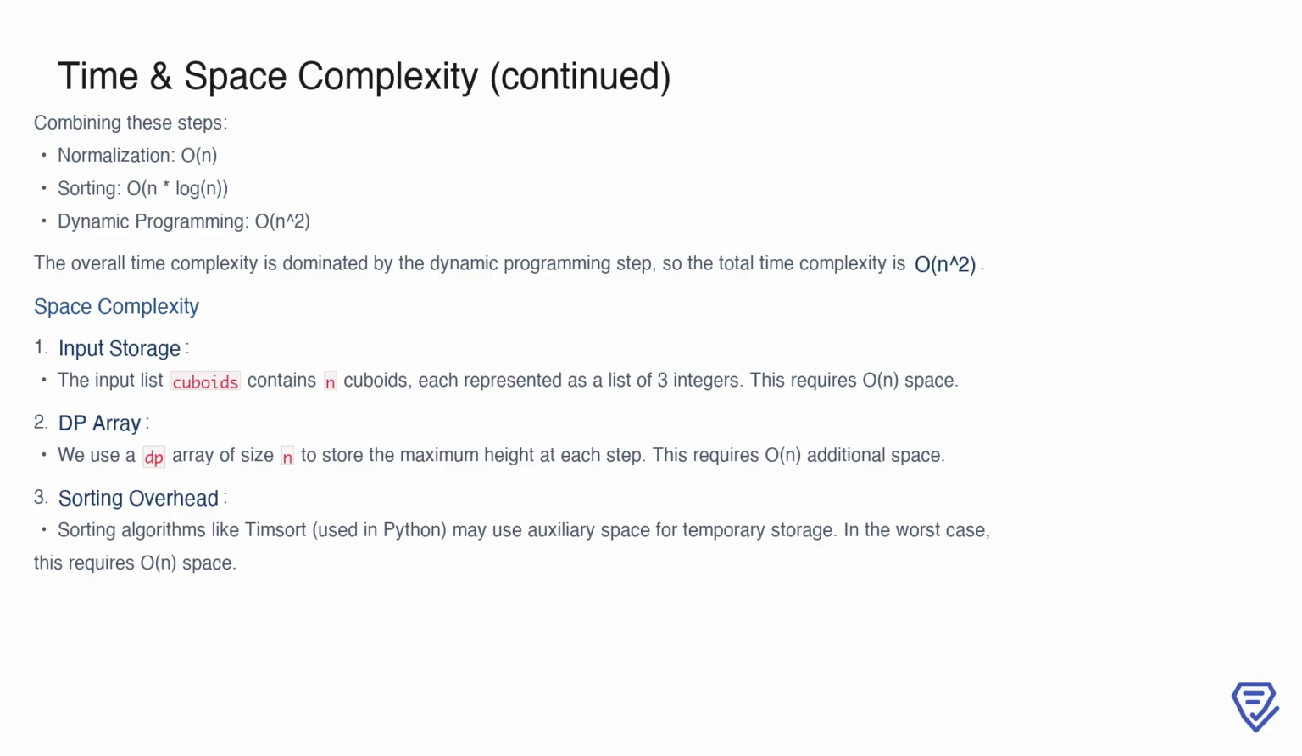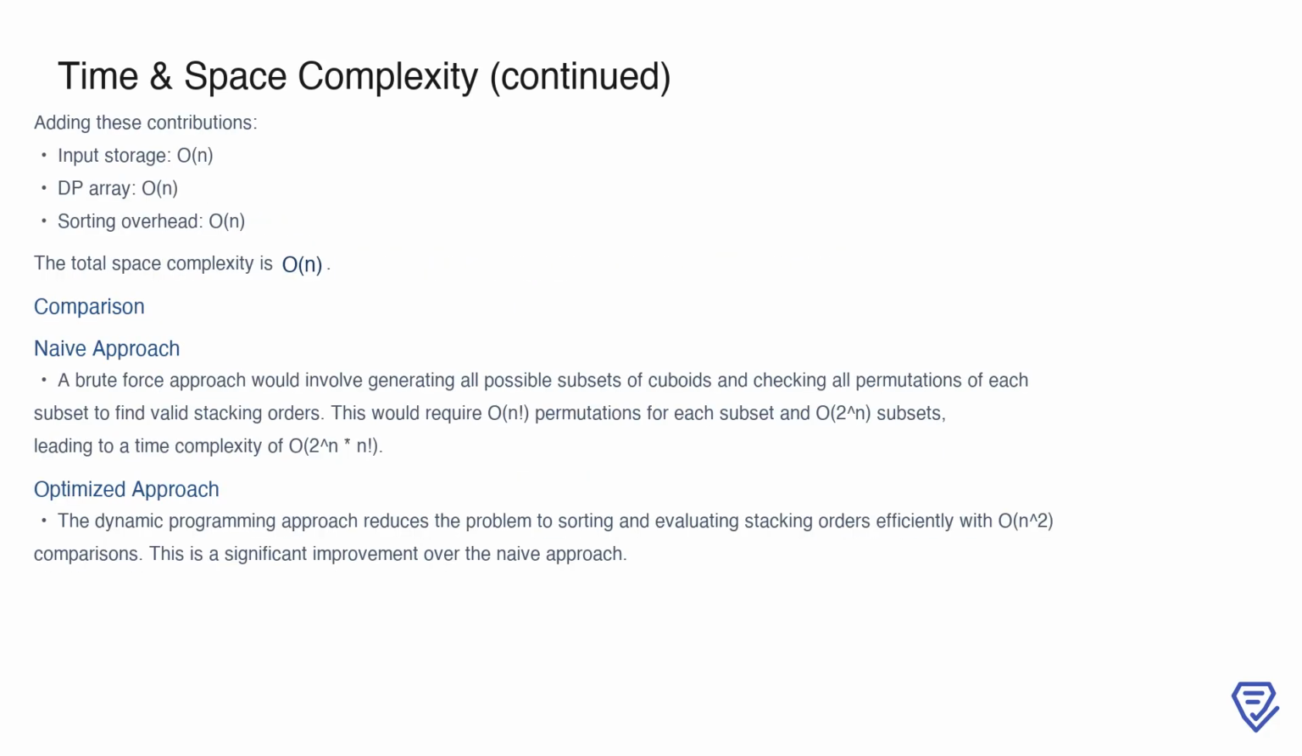Now let's consider the space complexity. First, the input list of n cuboids uses O(n) space, as each cuboid is represented by a list of 3 integers. Additionally, we maintain a dynamic programming array of size n to store the maximum stack height at each position, which also requires O(n) space. Finally, the sorting algorithm may use auxiliary space, such as temporary buffers, which in the worst case can require O(n) additional space. Adding the contributions from input storage, the dynamic programming array, and sorting overhead, the overall space complexity is O(n).